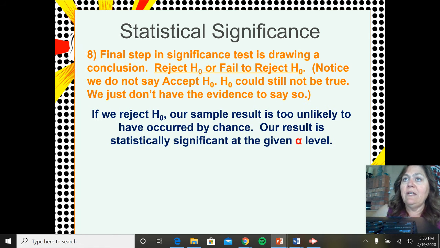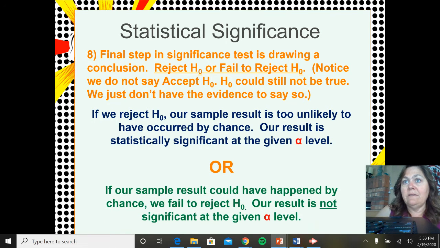So if we reject H0, our sample result is just too unlikely to have occurred by chance, and that's why we say it is statistically significant. But if it could have happened by chance, then we fail to reject H0 and it's not significant at the given alpha level. You might want to look at this slide, and on your worksheet it says statistical significance and decision making. This slide would be great for you to put down on the bottom of your paper.